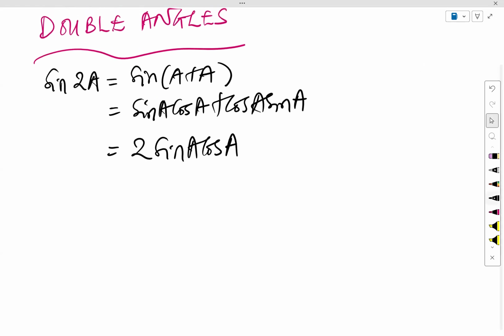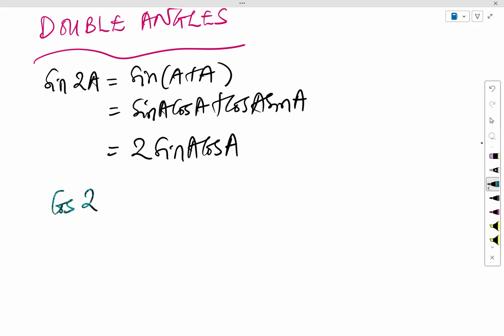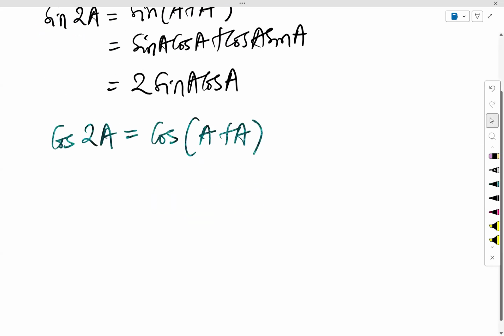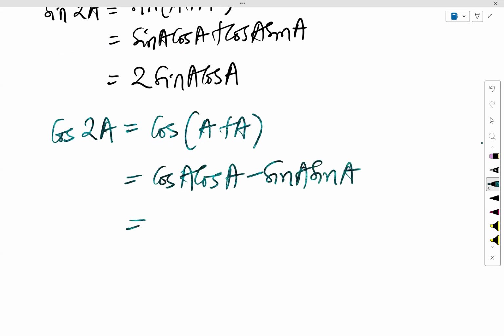So what if you have cos 2A? Cos 2A is simply cos of A plus A. And that means you have cos A cos A minus sine A sine A. And then that goes to be cos squared A minus sine squared A.